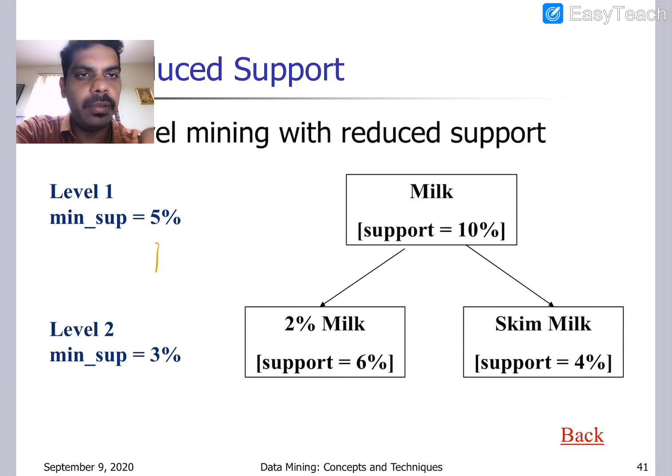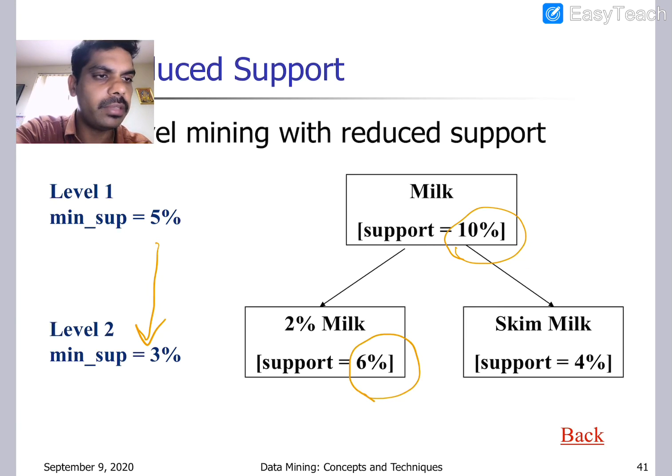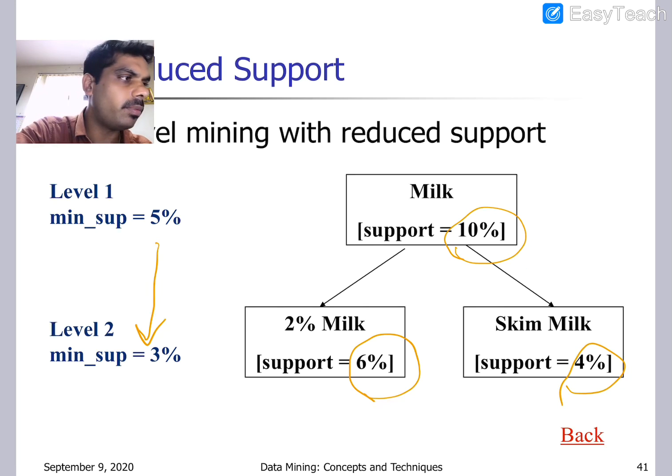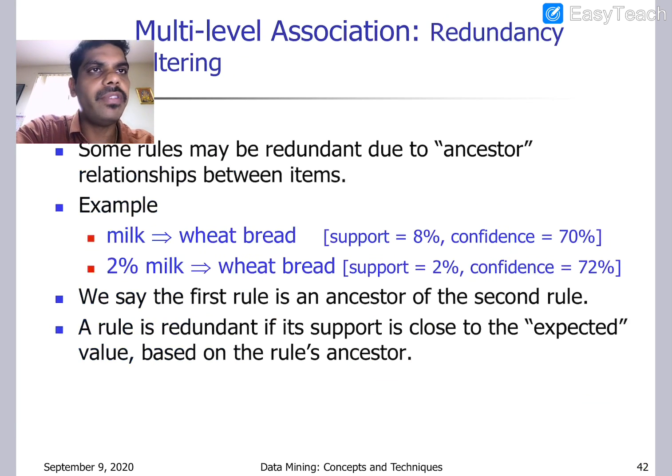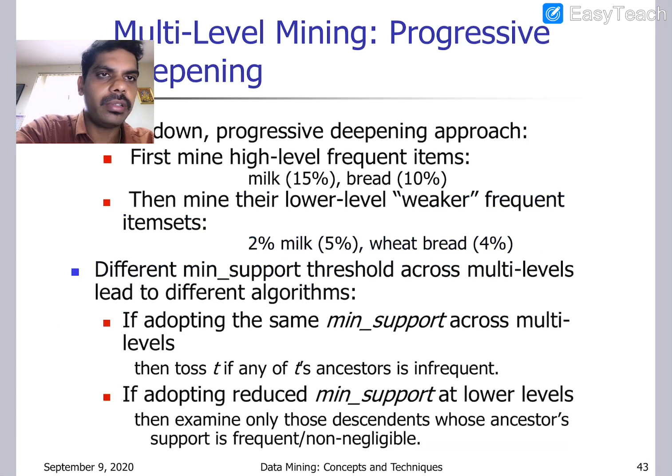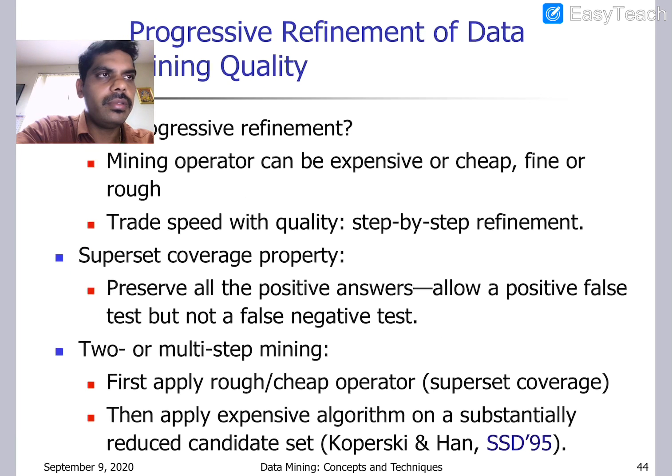And here, reduced minimum support. The support for milk is 10%, support for 2% milk is 6%, skimmed milk is 4%. So in this case we go from 5% to 3%; this is reduced support. Whenever we mine multi-level association rules, you need to consider either uniform support or reduced support. Okay, and then progressive refinement.